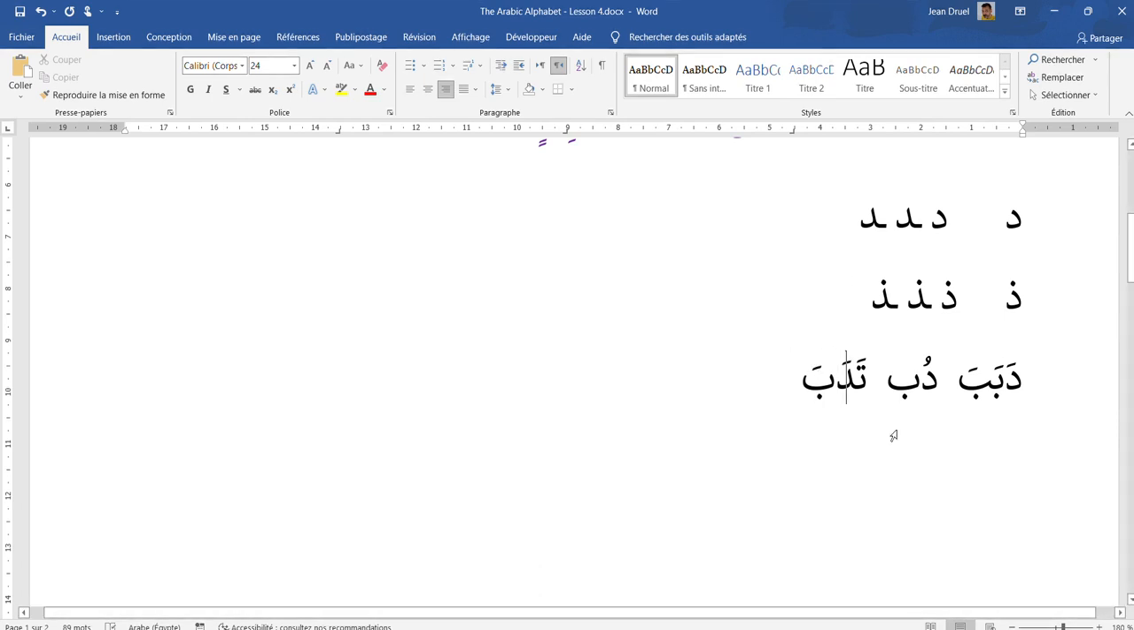Tadaba. So here the letter is connected on the right, but not on the left. Tadaba. If I want to use my new vowels, I can say tadabun. Oh, this does not mean anything. Tadabun.